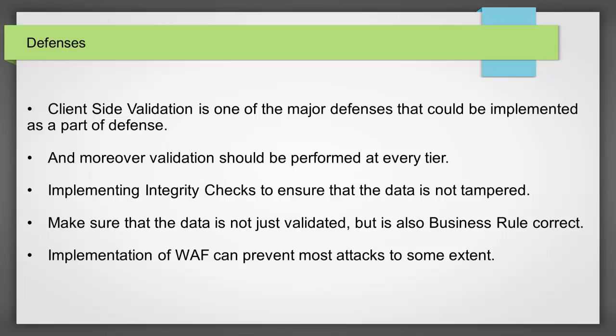We also need to make sure that the data is not just validated but is also business rule correct. One of the major things would be the implementation of a web application firewall, which could prevent most of the attacks to some extent. Most of the time it is possible for an attacker to bypass the web application firewall, but in most cases a WAF is able to prevent most of the attacks.